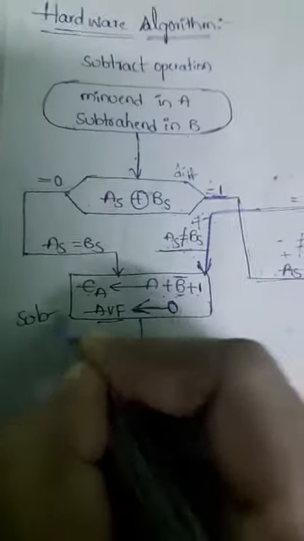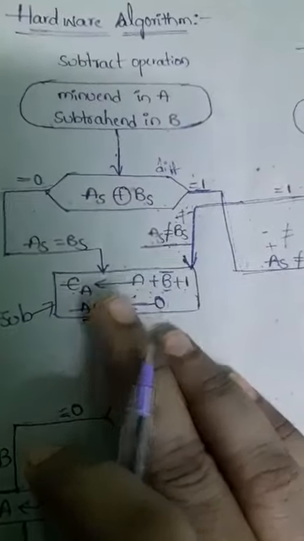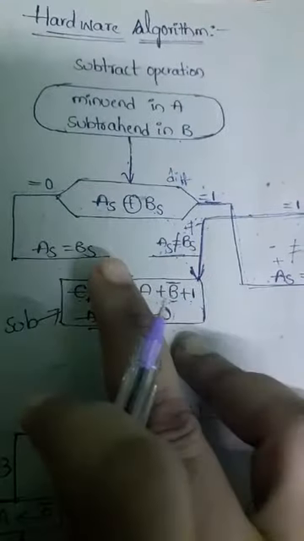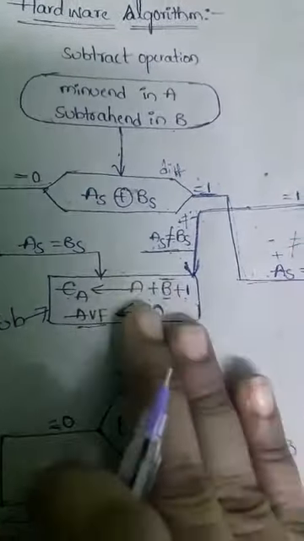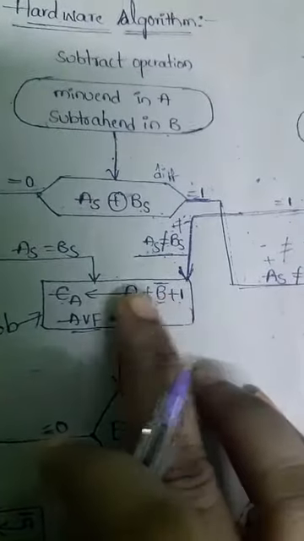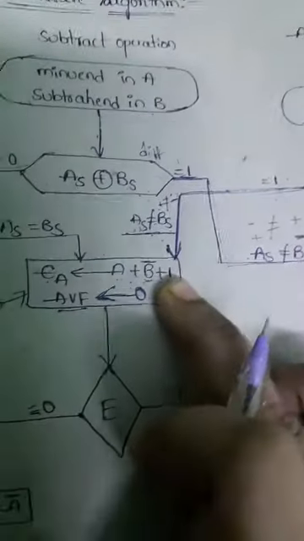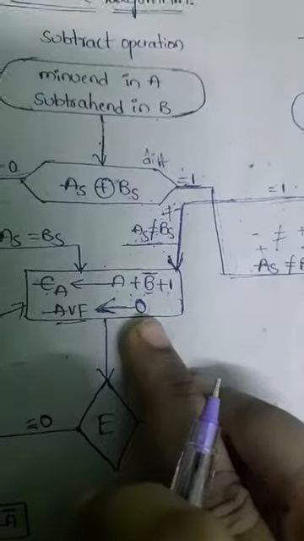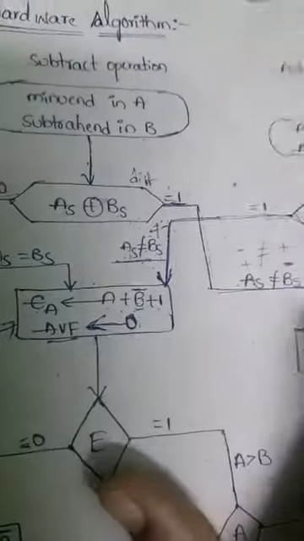This is the subtraction operation, right? AS and BS values may be 0 0 or 1 1, so we have to subtract the second number from the first number. The result may be A plus B complement plus 1. The result is transferred to E, so this is the subtraction operation. After that we should not get any overflow, so AVF will not be cleared here, and that's why we represent it as 0.